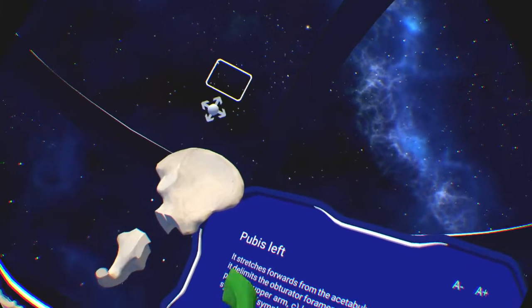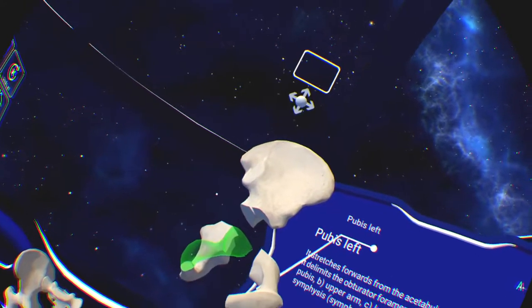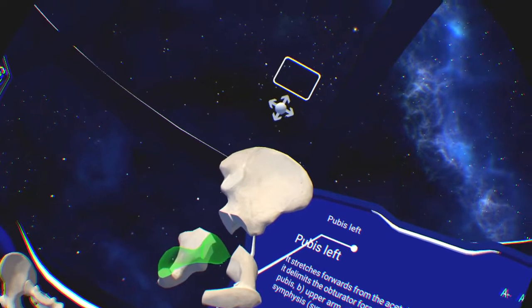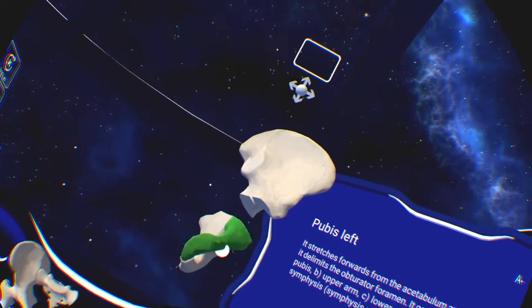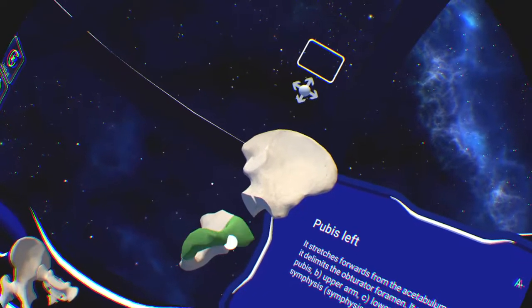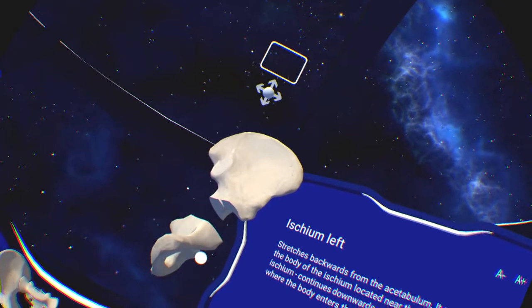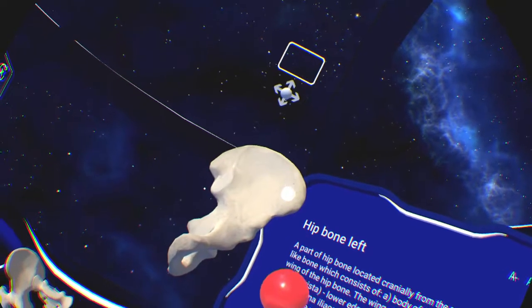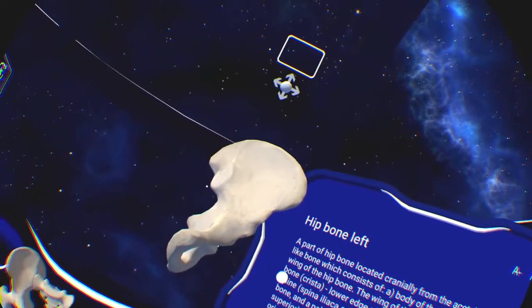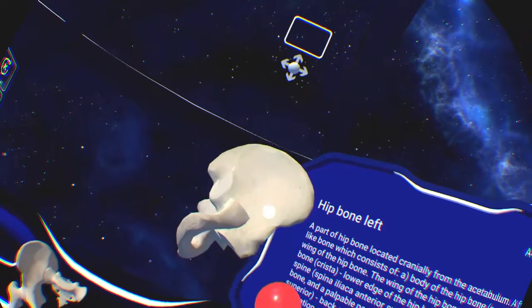So if a person breaks their hip, a doctor has different treatments for which part of the hip might be broken because they heal differently. Did they break their pubis bone? Did they break their ischium? Or did they break their main hip bone? Or some combination of all three? Got it? Okay.